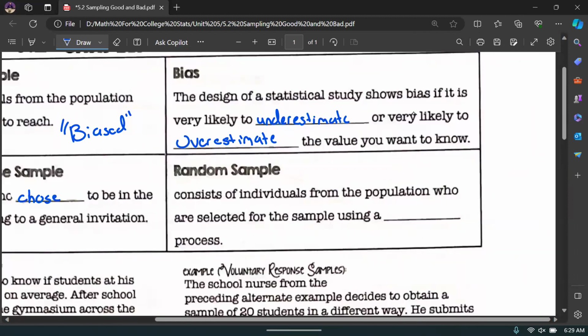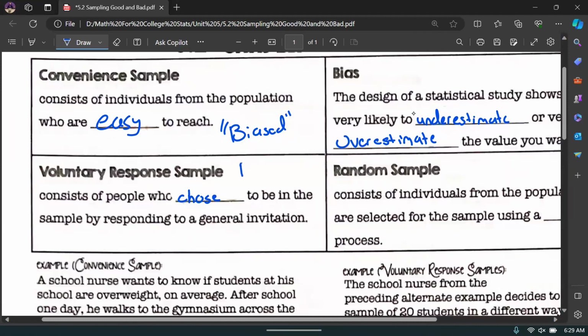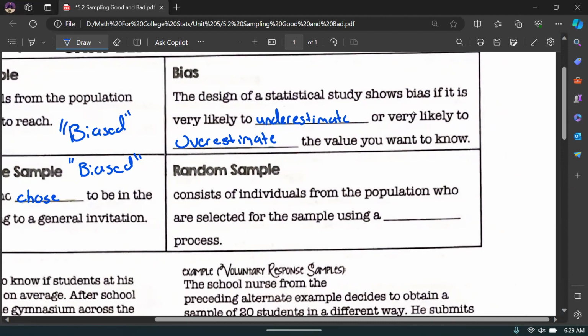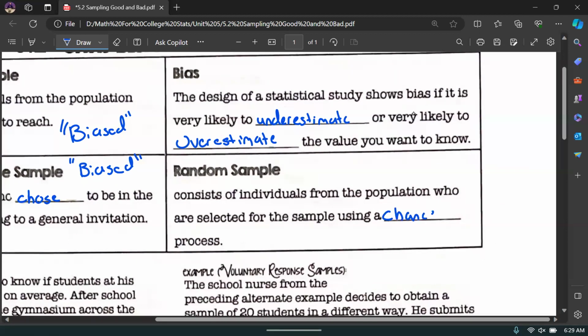By the way, voluntary response is typically biased as well. It tends to be inaccurate. Random sample. A random sample consists of individuals from the population who are selected for the sample using a chance process. So random chance, right? This is not biased. This is a good, unbiased sampling method.